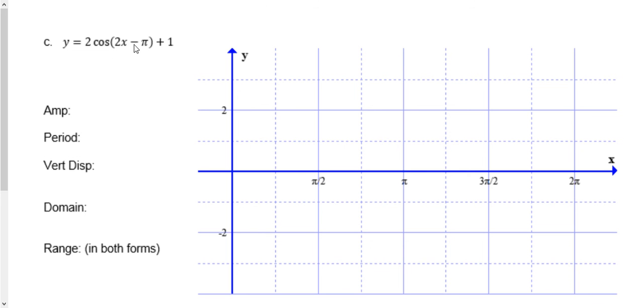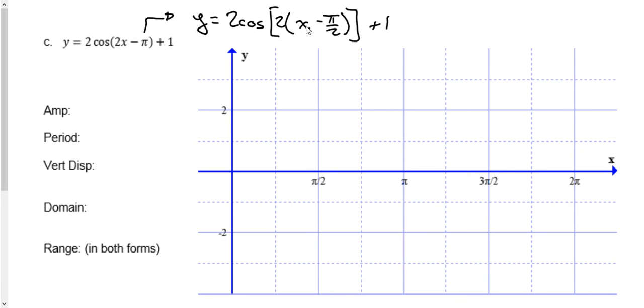So first things first, I'm going to factor. So I'm going to rewrite this equation as y equals 2 cos, and let's throw this in square brackets now. You have a 2 bracket x minus pi over 2 plus 1. There we go. We factored out that 2, so we have a dedicated b value.